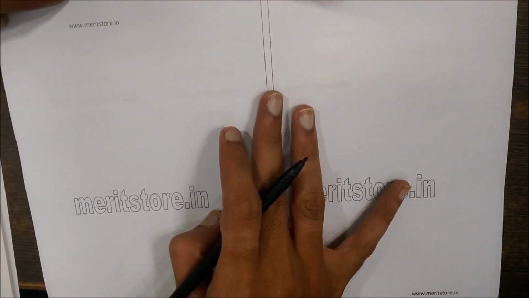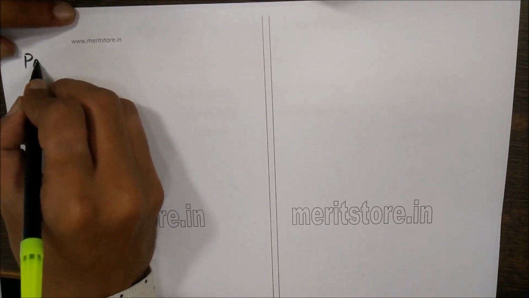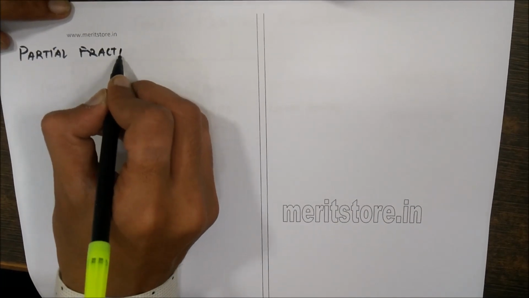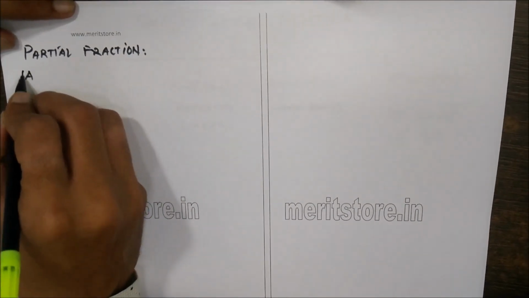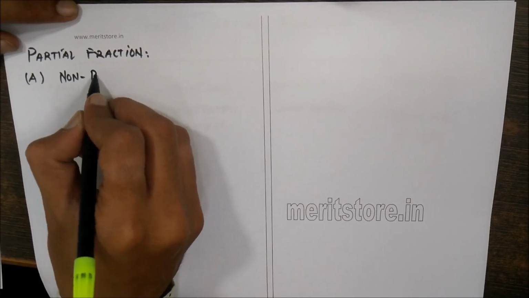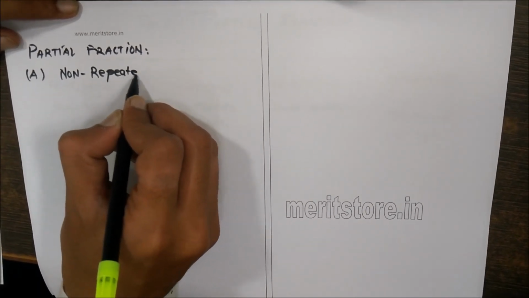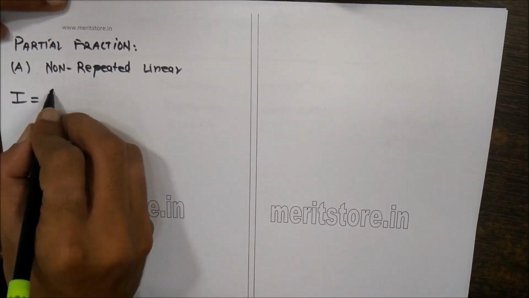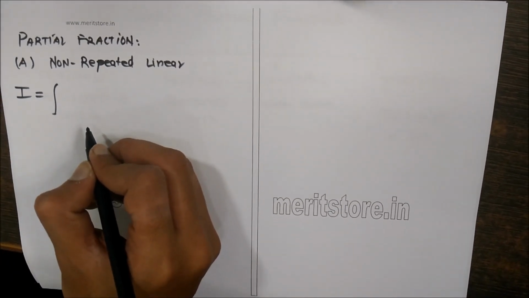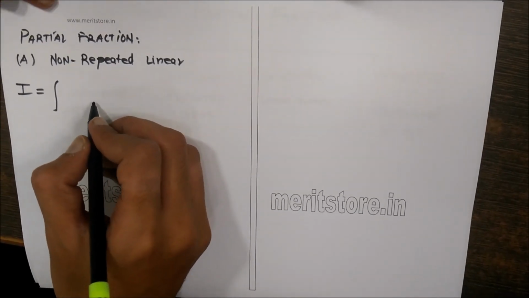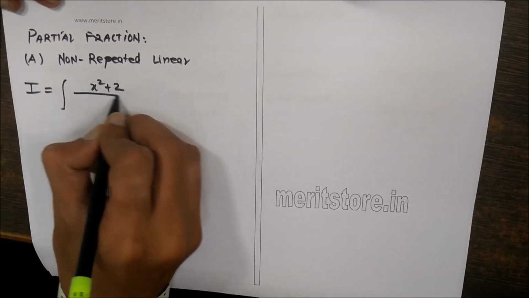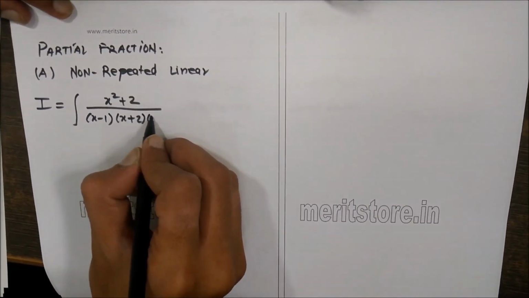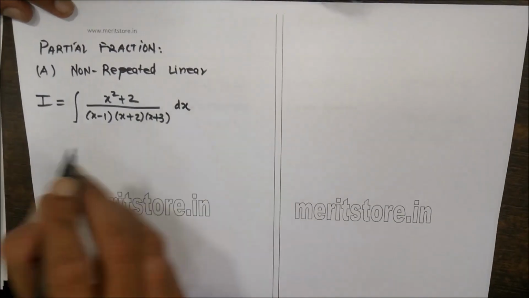Partial fraction type A, partial fraction of the category non-repetitive linear. Let me take up an example. Integral of x square plus 2 upon x minus 1, x plus 2, x plus 3 dx.